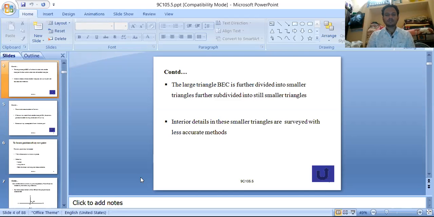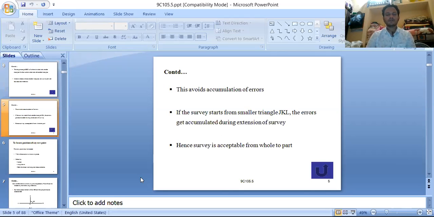And interior details in these small triangles are surveyed with less accurate methods. Due to this, we can avoid accumulation of errors. If the survey starts from smaller triangle JKL, the error gets accumulated during the extension of survey, due to which we are not starting with part to whole, but we are doing from whole to part, which avoids accumulation of errors. Hence, survey is acceptable from whole to part.